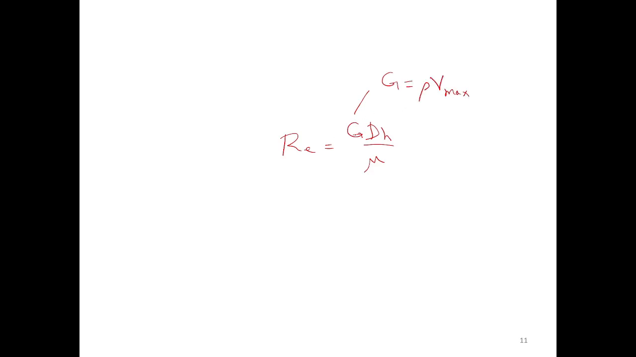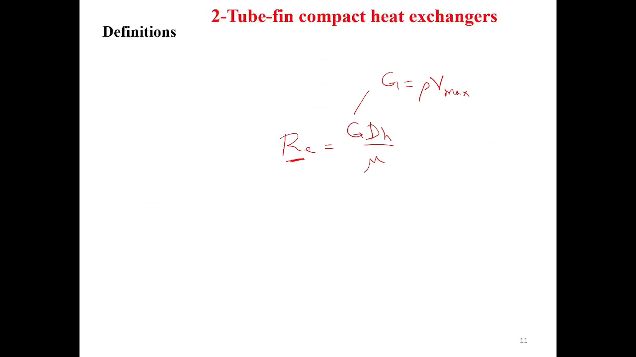So once you multiply G, which is rho multiplied by the velocity, by the hydraulic diameter and divide by the viscosity, you get the Reynolds number. That is very fundamental in order to get the friction coefficient and the J factor.